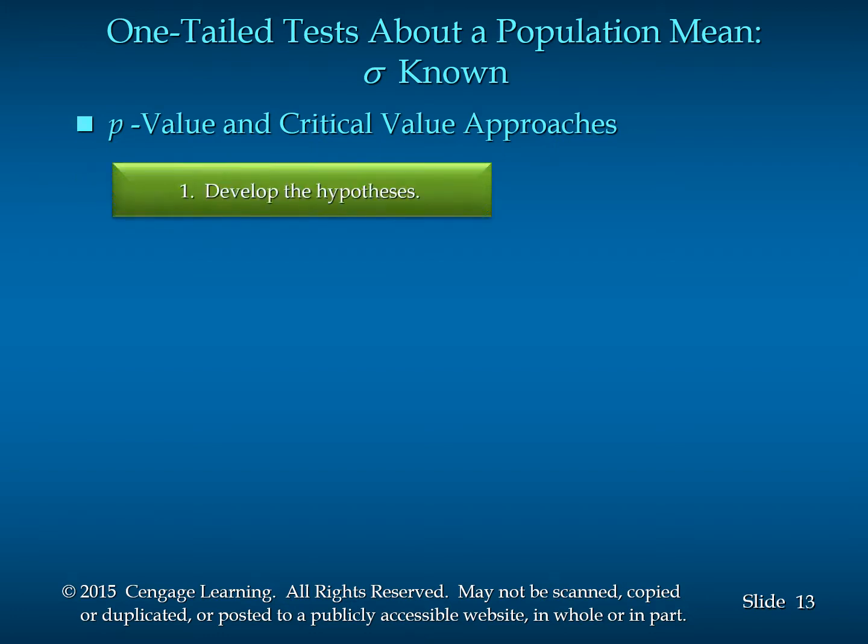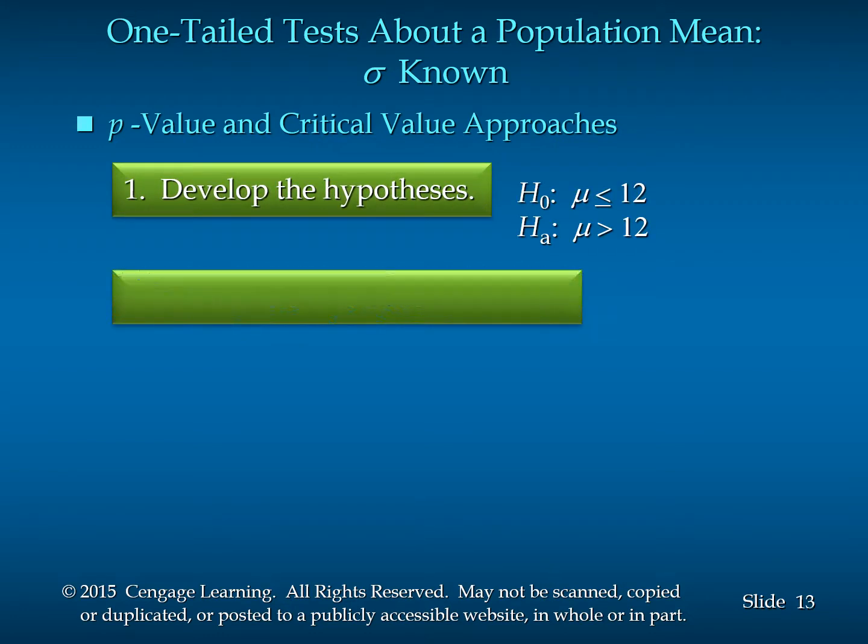Following the process, first define the null and alternative hypotheses. The null hypothesis is the population mean is less than or equal to 12, and the alternative is it's greater than 12. This implies a one-tailed upper tail test. One hint, as you look at the direction of the inequality in the alternative hypothesis, it's pointing to the right, which implies an upper tail test. And we specify the level of significance as alpha is 0.05.